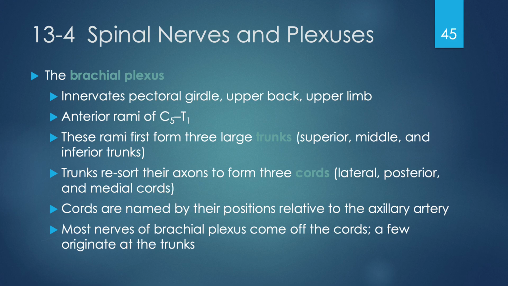Most of these nerves from the brachial plexus are all going to come off the cords, but a few of them come off the trunks. But this is that super complicated image that I was showing you earlier with all the different branching, like the branching of a tree.